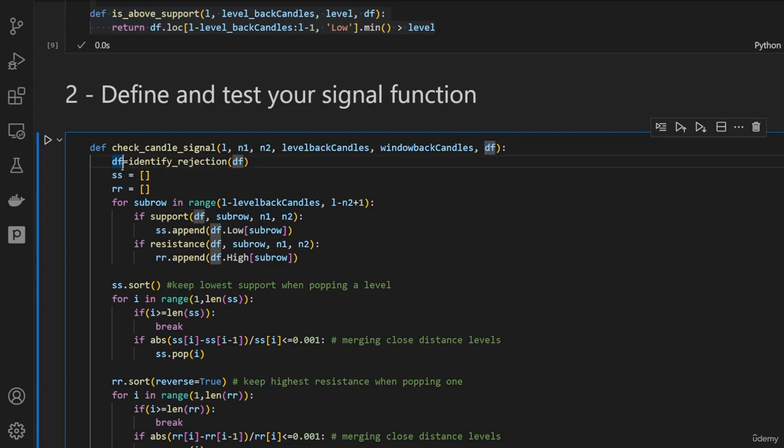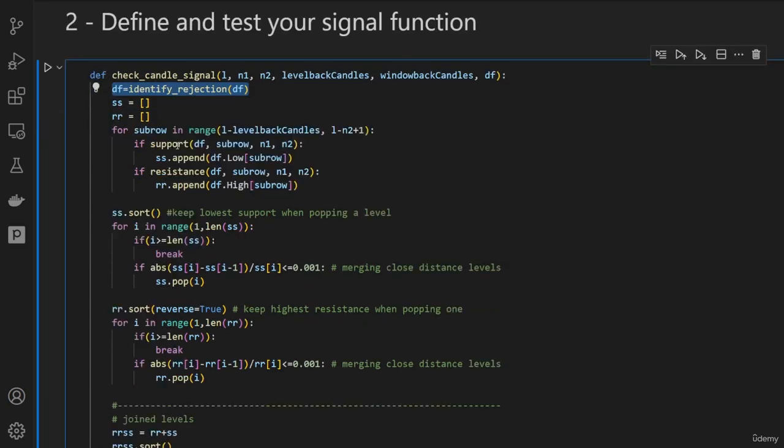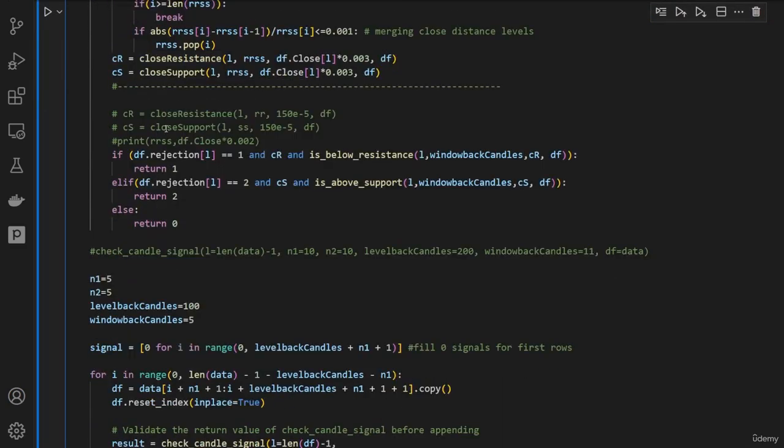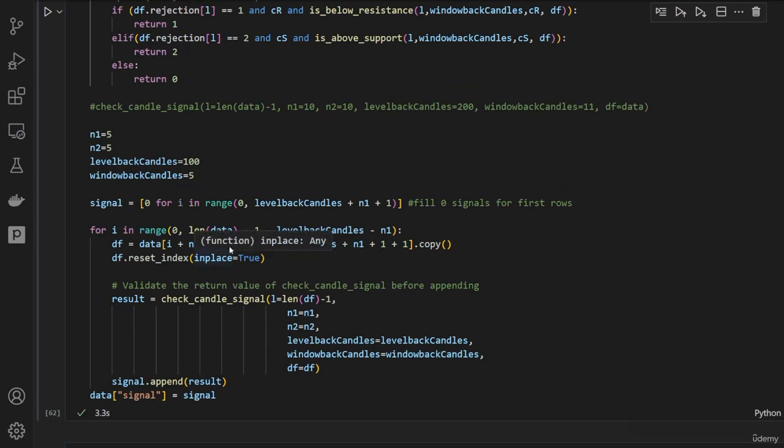So now, within the check candle signal, I'm applying the identify rejection. So I'm adding one more column to the data frame where we have rejection signals. And we are using the function just as we have used it before in the previous videos. And at this point, we are ready to test our signal function.